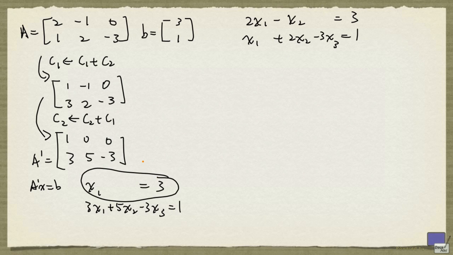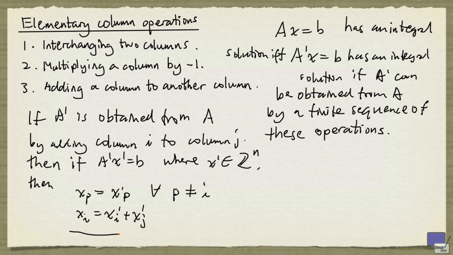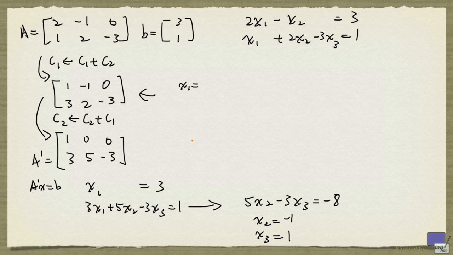But now for this system, we have to set x1 to 3. And so this will give us the equation 5x2 minus 3x3 equals minus 8 to solve. And one can easily find a solution to this. We can set x2 to minus 1 and x3 to 1. Now we need to go backwards to get a solution for the original system. Because we performed this operation, according to this, we have to form the solution as given here. So x1 here will be adding x1 and x2 from the previous step. And that will give us 2. And x2 is minus 1. And x3 is 1 still.